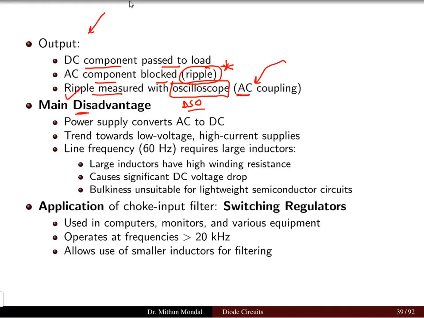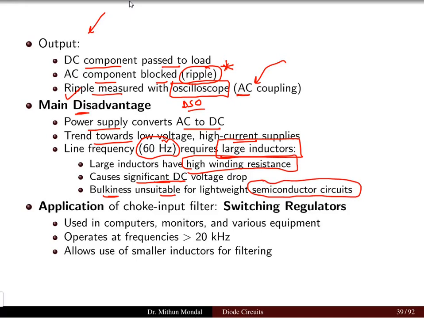The disadvantage of this type of filter is that when you use power to convert AC to DC, there is a trend towards low voltage and high current applications. At a line frequency or power frequency, it may require a large inductor. Due to the large inductor, you will have high winding resistance. These cause significant DC voltage drop, and it is also bulky, which is unsuitable for applications such as lightweight semiconductor circuits. So semiconductor circuits may not be used at the power frequency or line frequency, because you will have a large voltage drop.